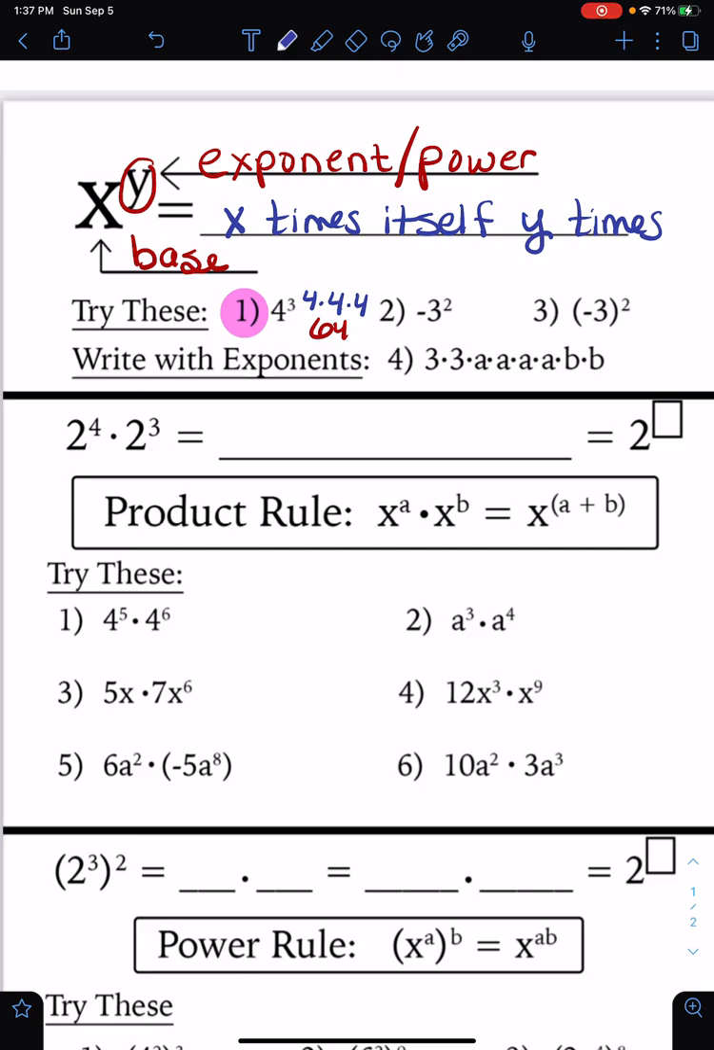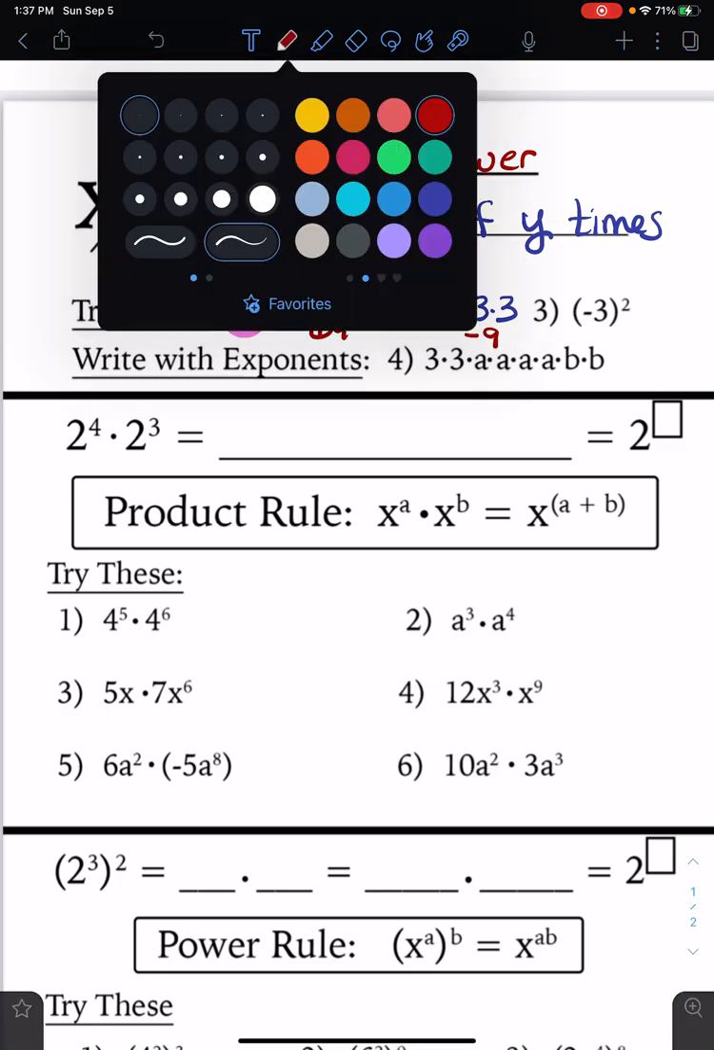But remember that an exponent only goes with the thing it's right next to. So in number 2, the exponent 2 only touches the 3. But in example 3, the exponent of 2 touches the parentheses, which means everything in the parentheses will be squared. So number 2 says the opposite of 3 times 3. Since the 2 is only touching the 3, we're only doing the 3 twice, not the negative twice. So negative 3 times 3 would be negative 9 for my answer to that.